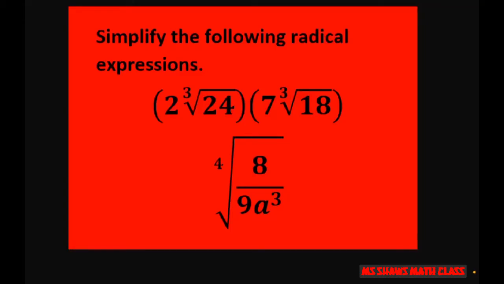Hi everyone, we're going to simplify the following radical expressions, 1 and 2. This one's a little hard, the second one, so let's start with the first one. If you're not using a calculator, what I suggest you do is break this down in terms of cube roots.